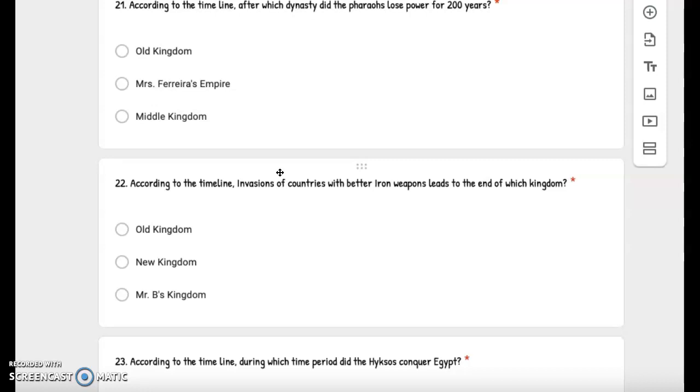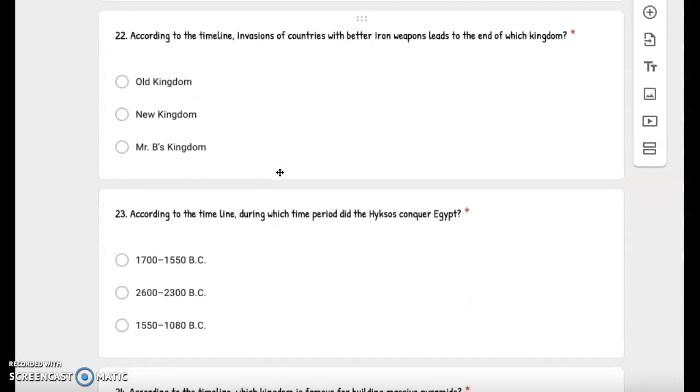22. According to the timeline, invasions of countries with better iron weapons lead to the end of which kingdom? Old Kingdom, New Kingdom, or Mr. B's Kingdom? 23. According to the timeline, during which time period did the Hyksos conquer Egypt? 1700 through 1550 BC, 2600 through 2300 BC, or 1550 through 1080 BC?